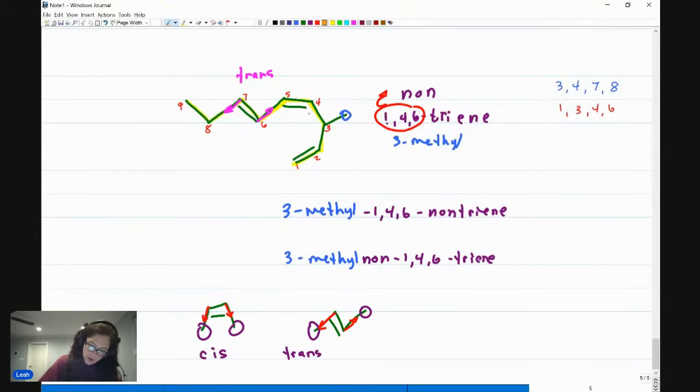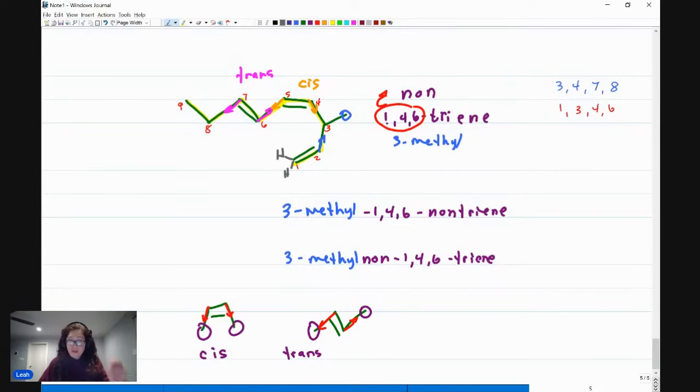We'll try that on 4 to 5. Cis, they're going to the same side. We'll try that on 1 to 2. I have this one, but where do I draw the line here? I don't, because this is terminal. And if it's terminal, it has 2 hydrogen atoms. This is not cis, and it's not trans.